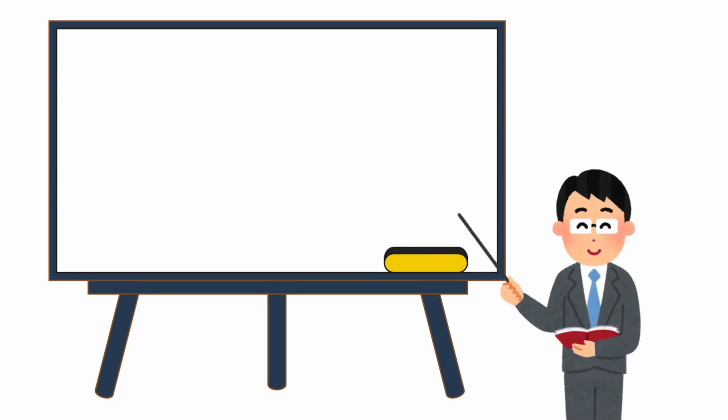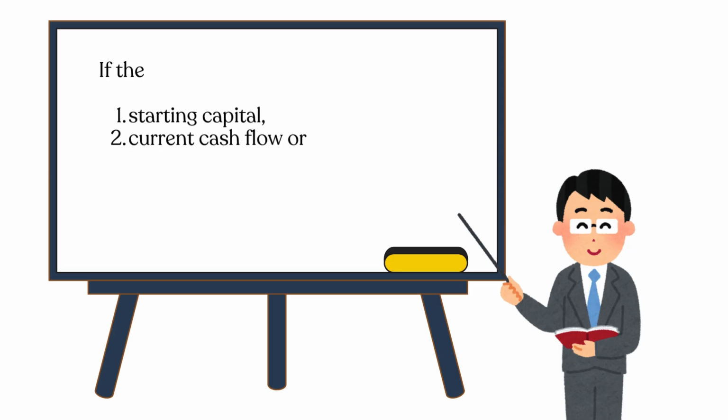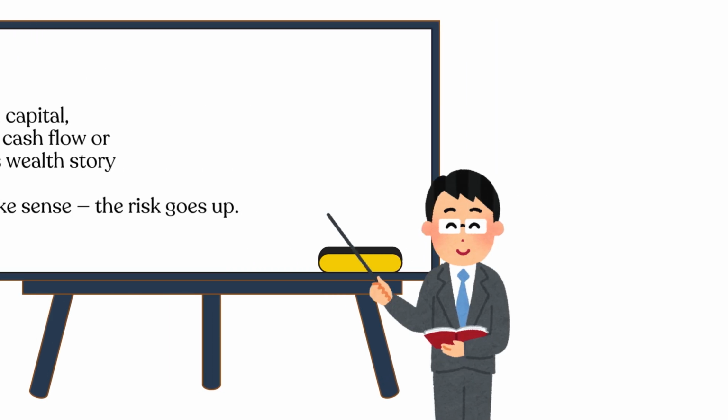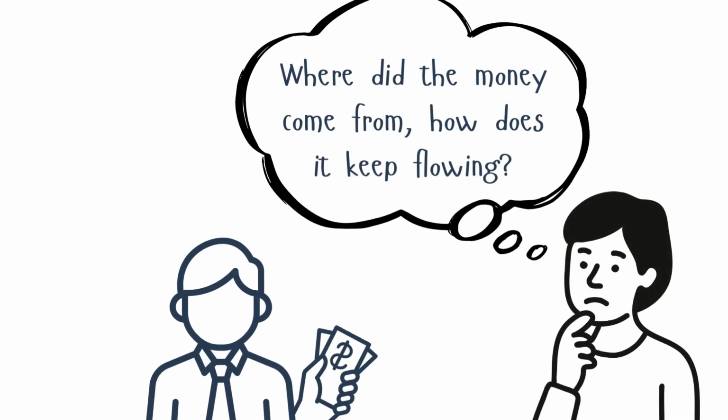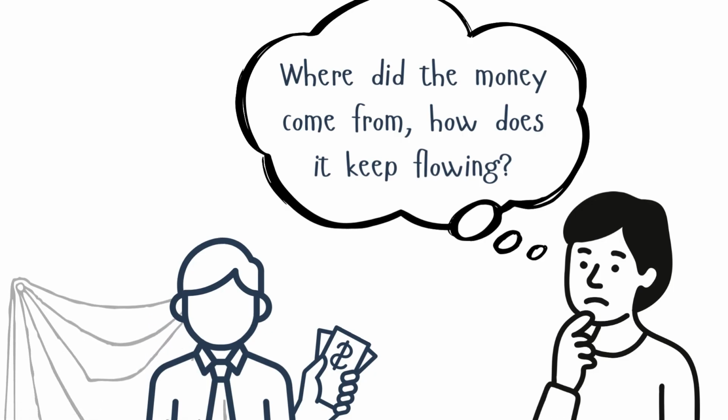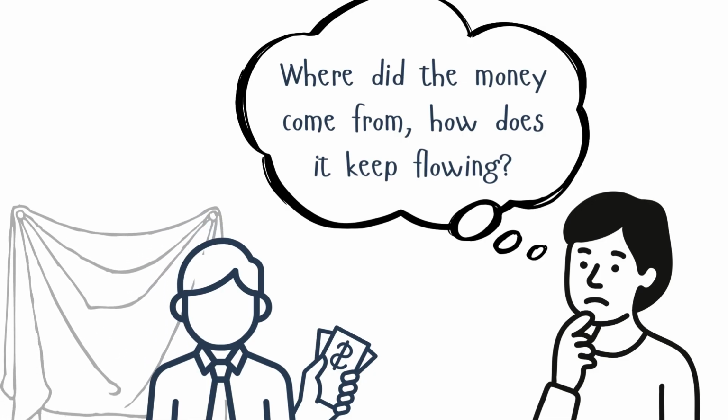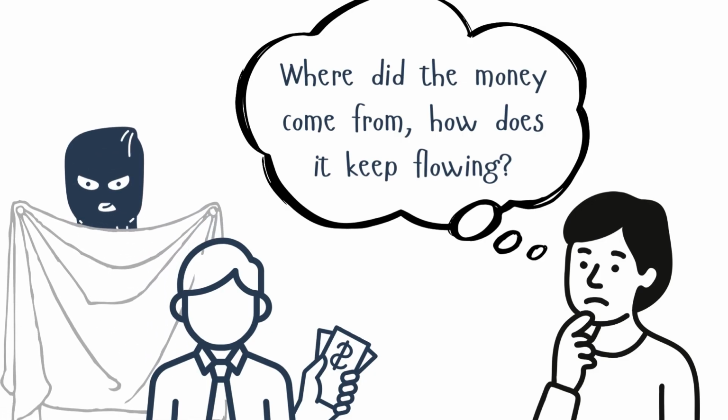Here's a simple rule of thumb. If the starting capital, current cash flow, or owner's wealth story doesn't make sense, the risk goes up. Always ask, where did the money come from, how does it keep flowing, and does the story hold together? If the answer isn't clear, something might be off.